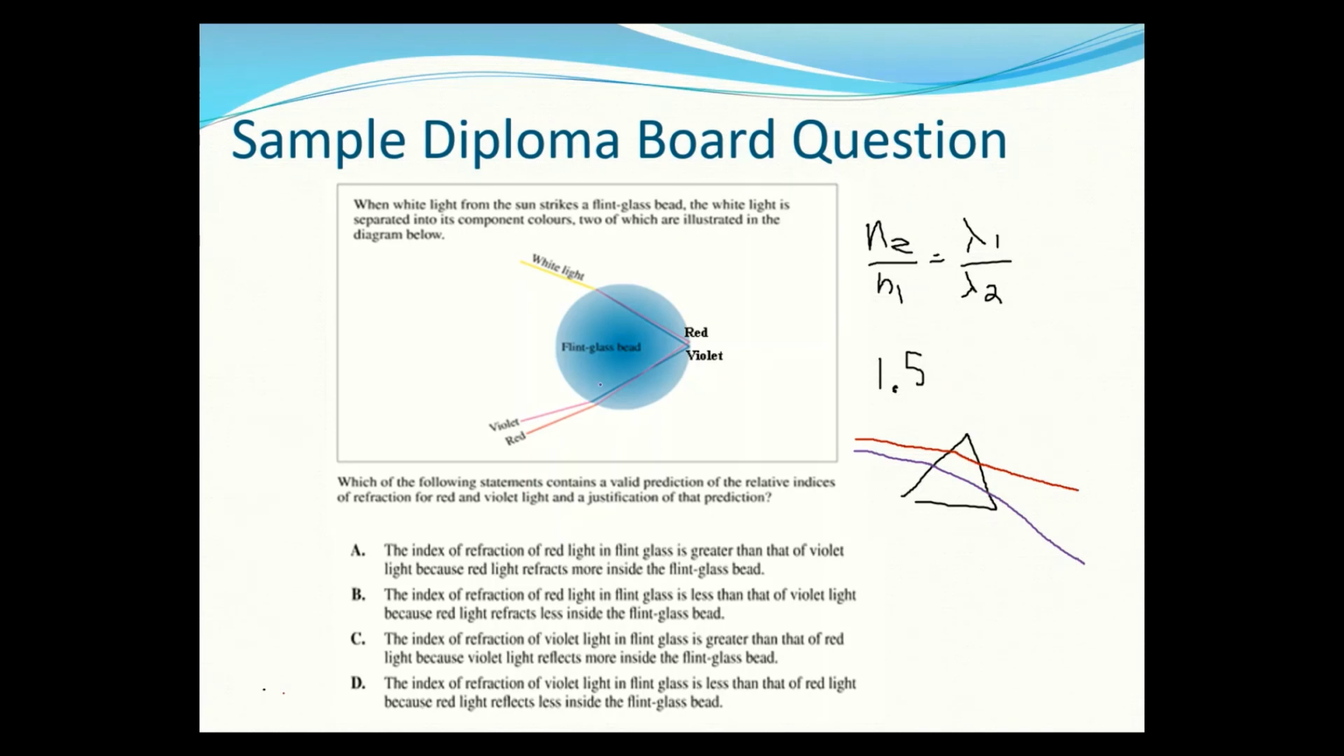If we read the answer, the index of refraction of red light in flint glass is greater. Well, the index of refraction is going to be less, right? Because it doesn't refract as much. The bigger index of refraction means refracting more. So it's not going to be greater. We read the index of refraction of red light in flint glass is less than violet light because red light refracts less inside. And yeah, that's 100% true. C and D talk about reflecting, but we want to talk about refracting, not reflecting. Although it does reflect, it's the refracting that makes it bend at a different angle. So B is the correct answer.